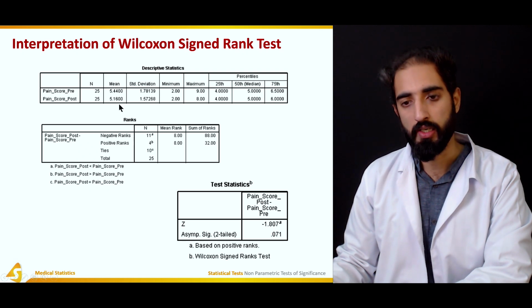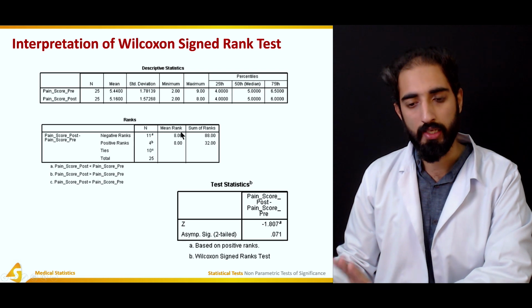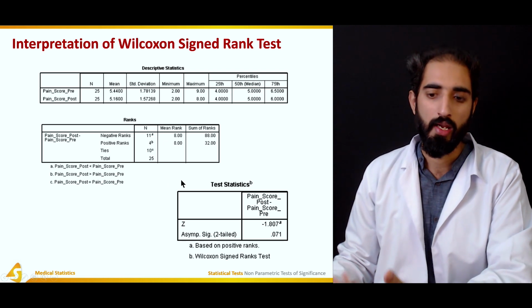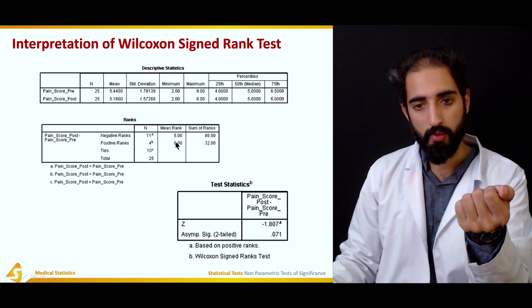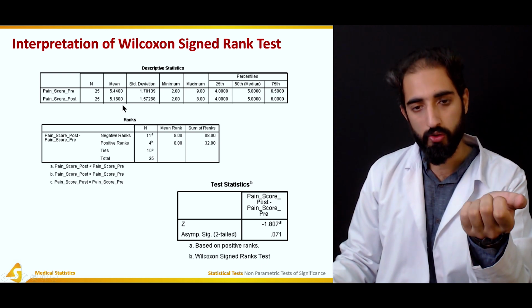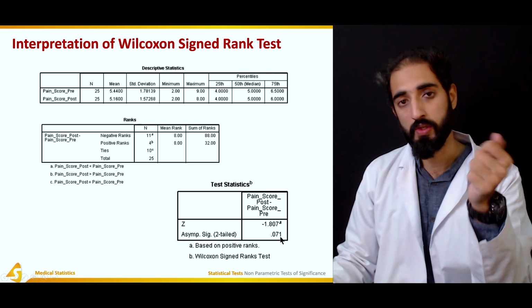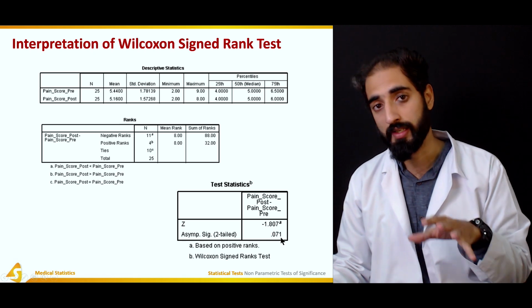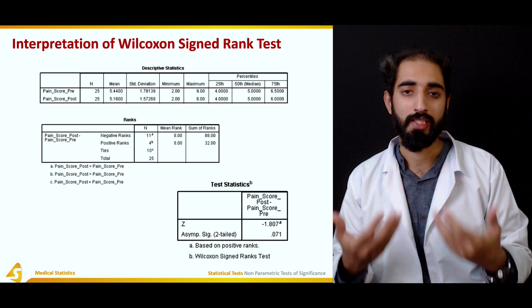Here you have mean, standard deviation, and percentiles. Here you have mean rank and sum of ranks, and once again it is analyzed on rank. So here you can see that mean ranks are 8 and 8, which are pretty much the same, and the mean value is also pretty much the same. So here you can see that the p-value is 0.07, which is greater than 0.05, which means that there is no statistically significant difference.